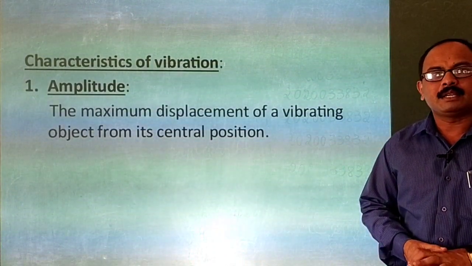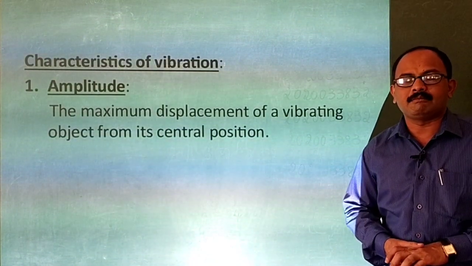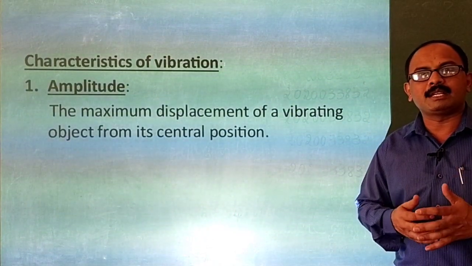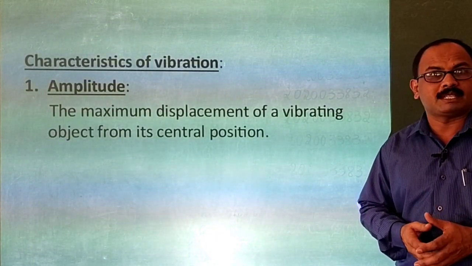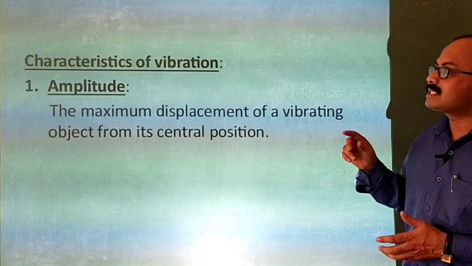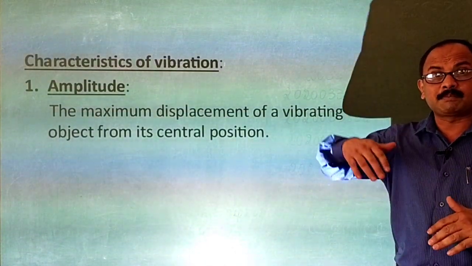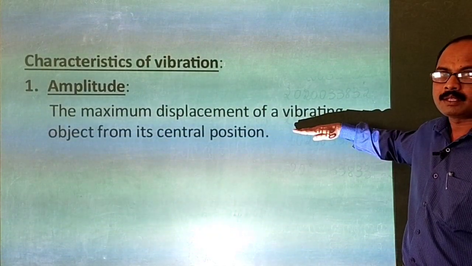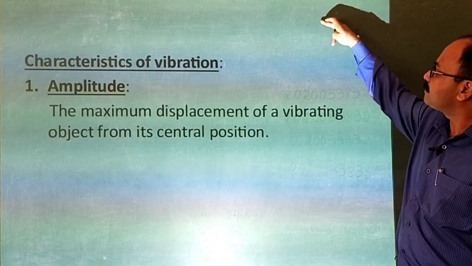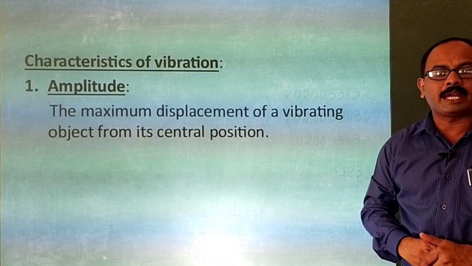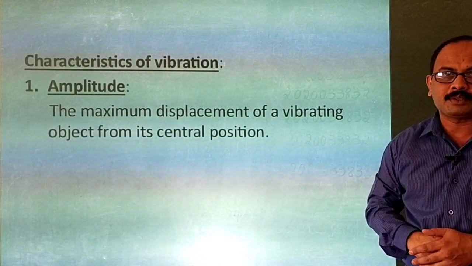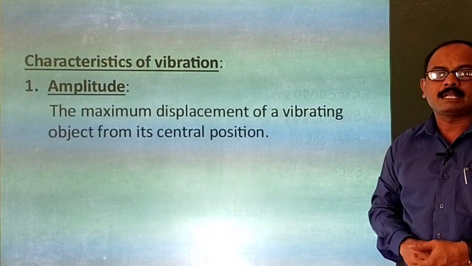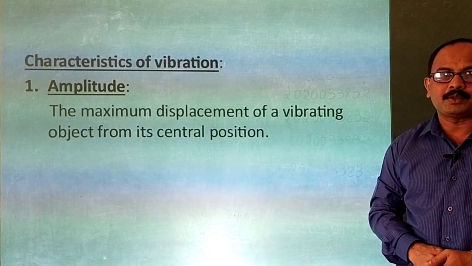Amplitude. See, if you consider a transverse wave, the height of the wave differs. If the height of the wave is about 6 to 7, 8 meters, it becomes a tsunami, we say. Height of the wave is nothing but amplitude. The maximum displacement of the wave from its mean position. This is the average level of water. The wave reaches this height, then we call the maximum displacement of the wave from its mean position amplitude. Or the maximum displacement of a vibrating object from its central position is called amplitude.